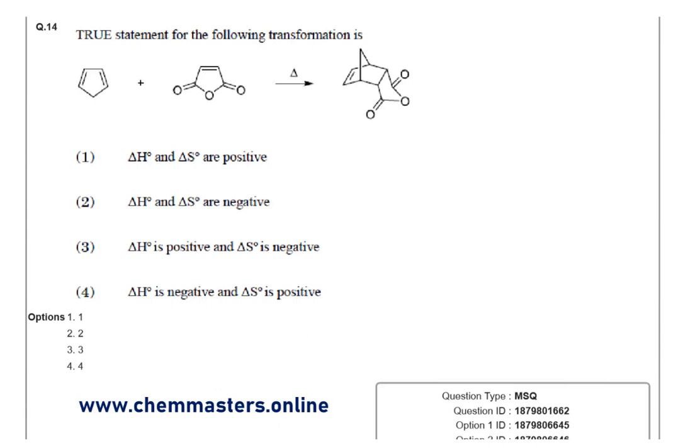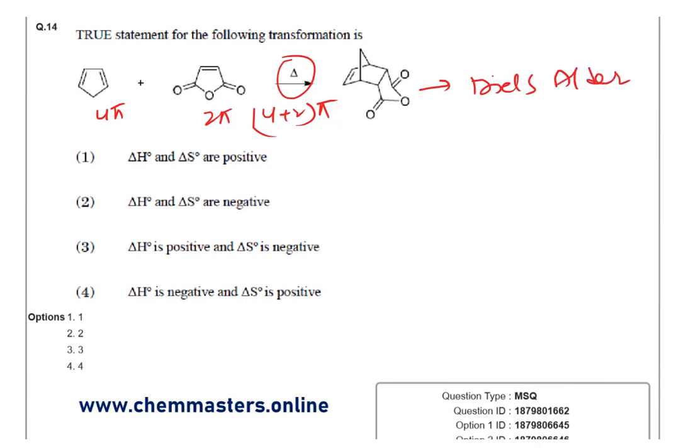The true statement for the following transformation is: here we have a 4 pi system reacting with a 2 pi system under heating conditions, that is a 4 plus 2 cycloaddition. We know the name of it, the Diels-Alder reaction. And we know that the Diels-Alder reaction is a spontaneous reaction.